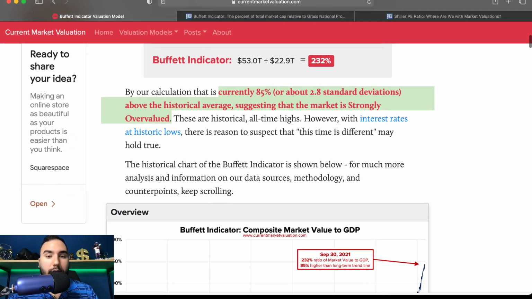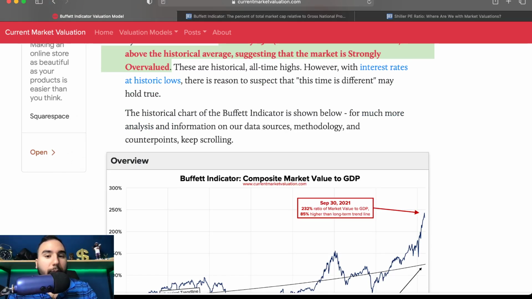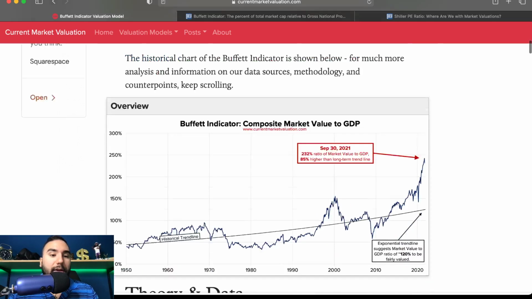These are historical all-time highs. However, with interest rates at historic lows, there is reason to suspect that, quote-unquote, this time may be different, which we've heard many times in the past, but that's a decent point. And interest rates have been near zero for a long time, not just recently in the past couple of years. I mean, it's been the story for over a decade at this point, other than a couple of blips where the Fed tried increasing the interest rates, but we're not going to talk about that in today's video.